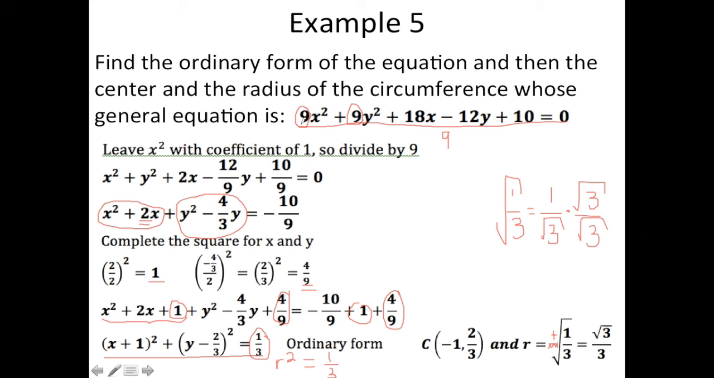So that's how you go from general form into ordinary form. First, make sure that the coefficient of your x squared and of your y squared is 1 by dividing everything by that number. Then you put all of your x's together, all of your y's together, everything else on the other side. You do the completing the square, you add those numbers on both sides, you do your factorization, and that's how you arrive to the ordinary form of your circumference.